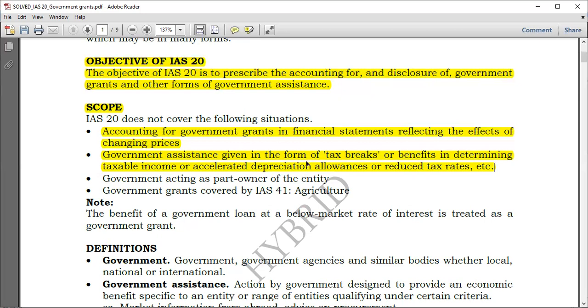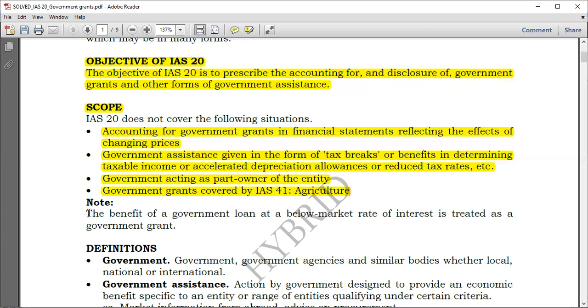And we are told here that the government acting as part owner of the entity is not a government grant. Just because the government has invested in you, it's not a government grant. Again, you're told that government grants covered by IAS 41 Agriculture are excluded. We speak of government grants, but that is a very specific standard, so we'll not speak of it here. There are some matters that can apply here, but some cannot.